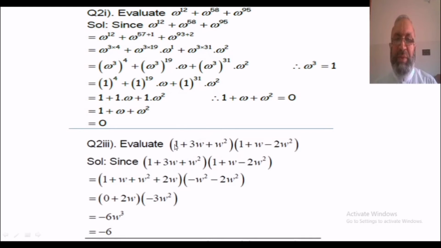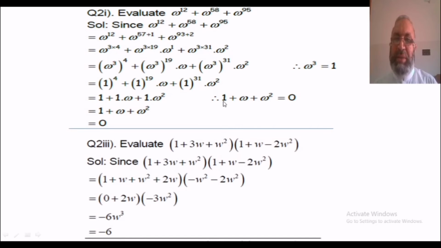So if we split, we have two factors. In the first factor, 1 plus 3 omega plus omega square, only omega is required. So split this term into two terms, that is omega plus 2 omega. So writing this in the form 1 plus omega plus omega square, plus the remaining portion, which is 2 omega. Similarly, in the next factor, 1 plus omega minus 2 omega square, we can change the first two terms into omega square.